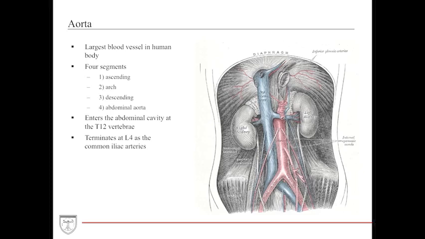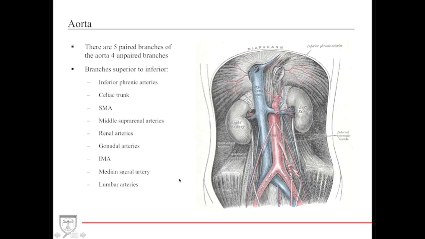So the aorta is the largest blood vessel in the human body. It is composed of four structures: the ascending aorta, the arch of the aorta, the descending aorta, and the abdominal aorta. These first three structures are all located inside of the thoracic cavity. It's this abdominal aorta that is located in the abdominal cavity as it passes through the diaphragm at the level of the T12 vertebrae. It then terminates right around L4 and splits into the common iliac arteries. Again, the way to remember that is bifurcation 4, so L4. So the aorta has 5 paired branches and 4 unpaired branches.